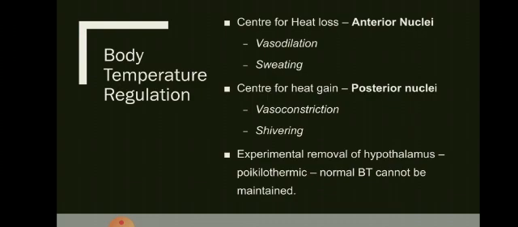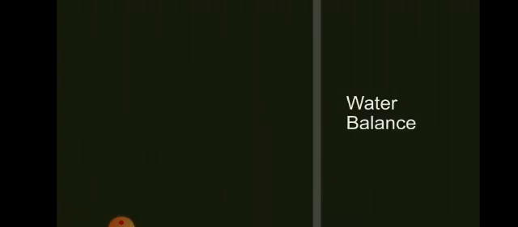And in an experimental setup, when the hypothalamus is removed, you call the animal poikilothermic. That means normal body temperature cannot be maintained when the hypothalamus is removed in an experimental animal. So the center for heat loss is the anterior nuclei and the posterior nuclei is the center for heat gain. Whenever those centers are stimulated, you can see the changes happening accordingly, where heat loss needs to happen, or vice versa when heat gain needs to happen. And when the hypothalamus is removed experimentally, the particular animal cannot maintain the body temperature.